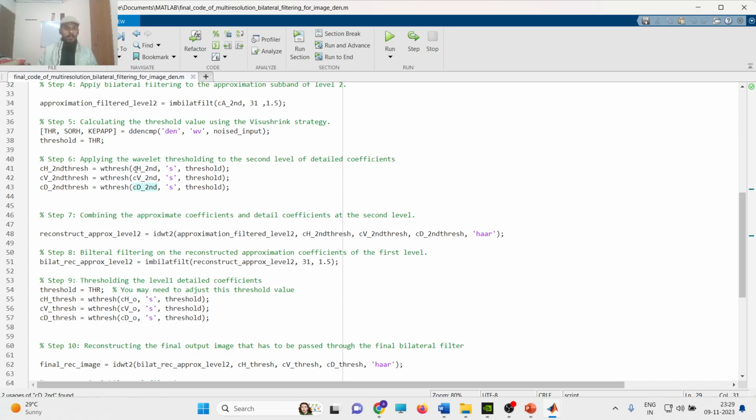Here we are applying wavelet thresholding to the second level of detail coefficients. See this CH second, CV second, CD second, which is the second level horizontal, vertical, and diagonal detail coefficients, and we get the thresholded outputs here.